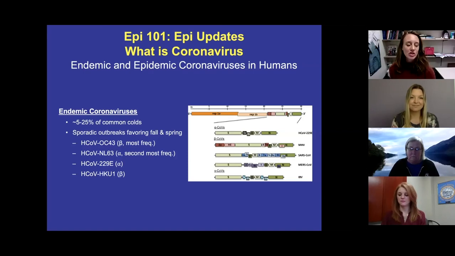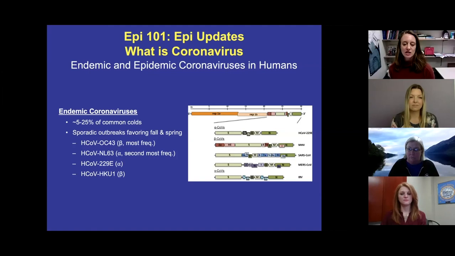So about 5 to 25% of the common colds that we had prior to this pandemic were caused by these other endemic coronaviruses. There's 4 of them that we know about, and they go by these kind of strange abbreviations. So HCoV, that stands for human coronavirus, and then each of them has this 4-digit thing. So there's OC43, NL63, 229E, and HKU1.